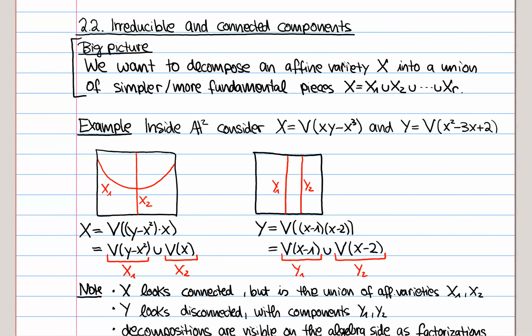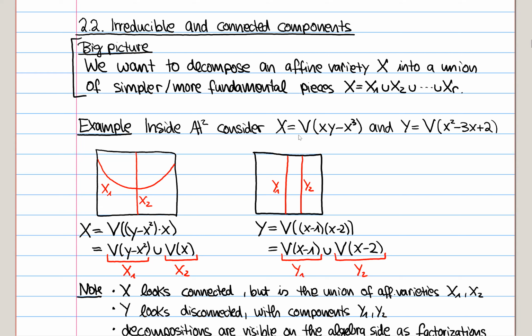After defining the Zariski topology on an affine variety X in the last video, now we move towards the goal of using this topology to study X in different respects. And this following section is about using the topology to decompose any affine variety X into simpler or more fundamental pieces, writing X as a union of a finite set of affine varieties.